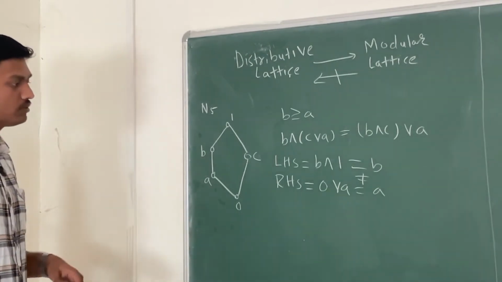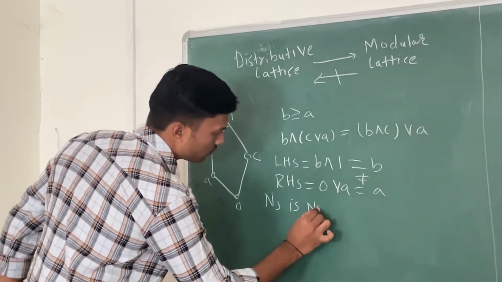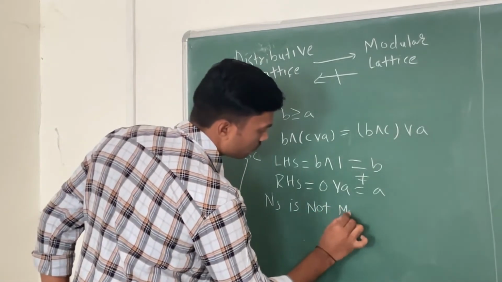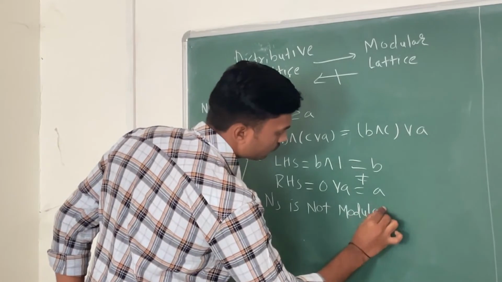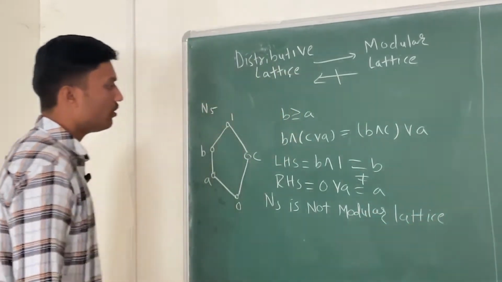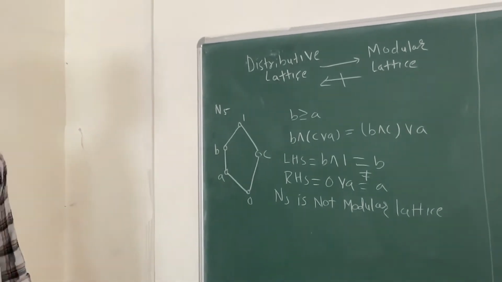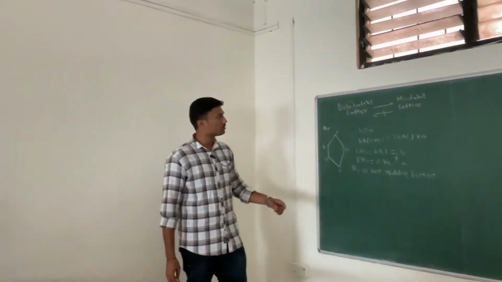Now you write there, N5 is not modular. Now we are going to discuss the distributive law in N5. Whether it is distributive? No. Why? Today we are going to discuss. We need to check whether it is distributive.